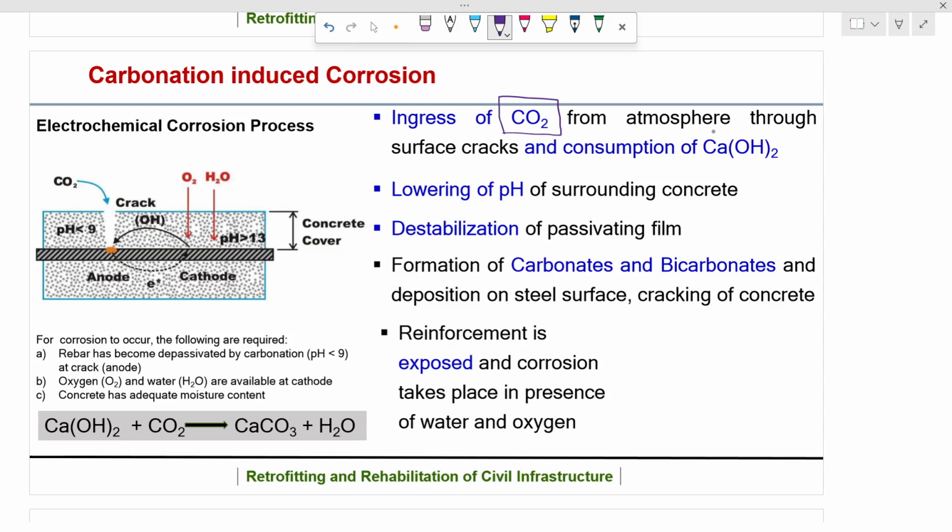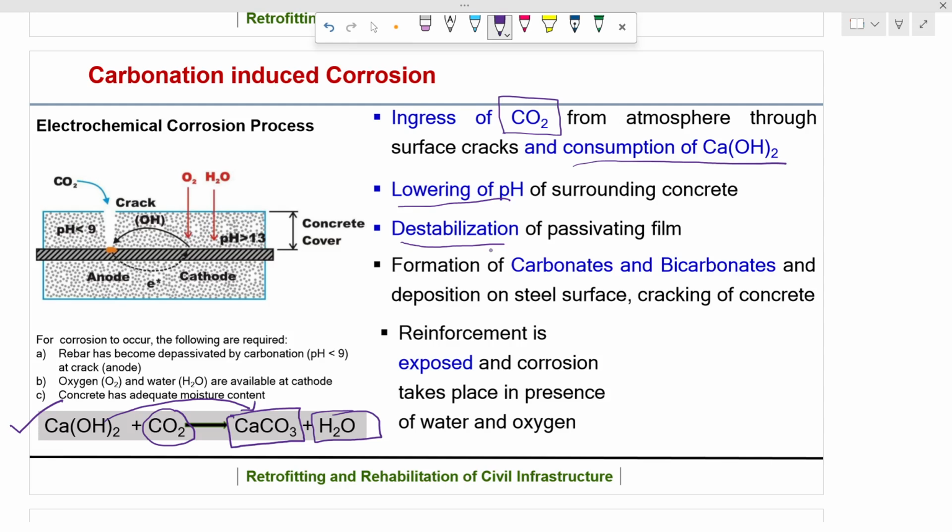So the carbon dioxide from the atmosphere enters through surface cracks and starts consuming calcium hydroxide. How does it consume? I have shown you the reaction here. Calcium hydroxide and carbon dioxide react, so calcium hydroxide is consumed, and calcium carbonate and water are formed. Because of that, there is a lowering of pH. As pH decreases, that layer gets destabilized.